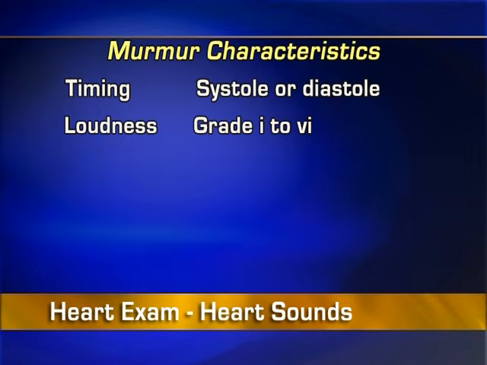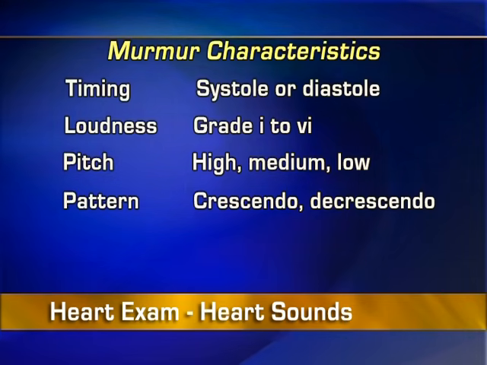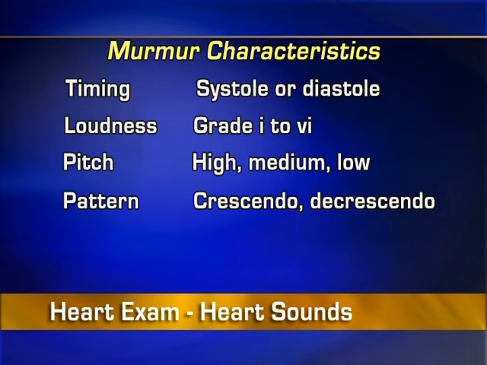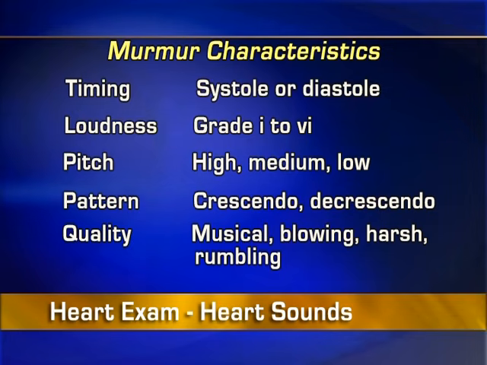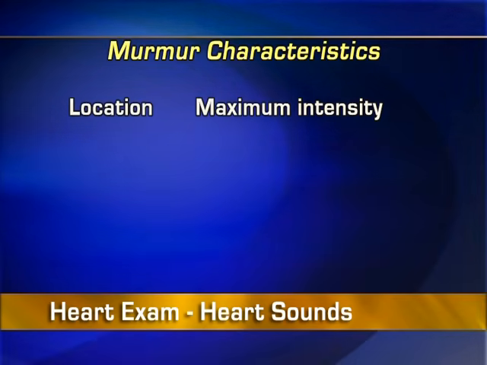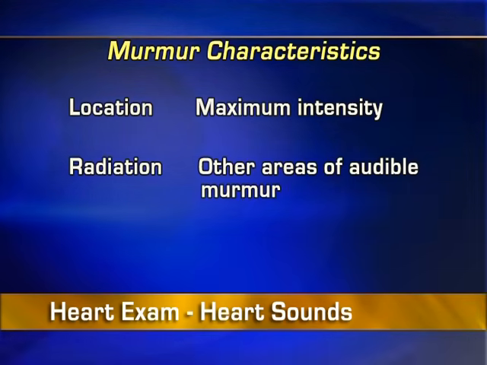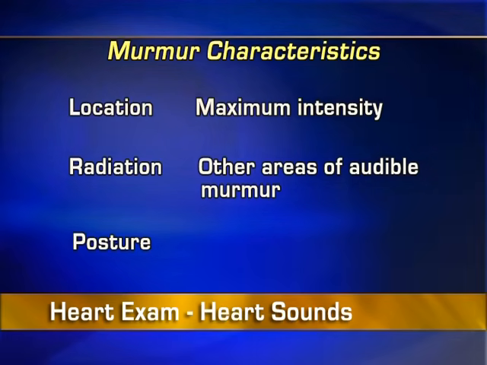Loudness, from grade 1, for barely audible, to grade 6, for audible even with the stethoscope lifted slightly off the chest. Pitch, which may be high, medium, or low. Pattern, such as crescendo, growing louder during the cardiac phase, or decrescendo. Quality, which may be musical, blowing, harsh, or rumbling. Location of the area of maximum murmur intensity. Radiation, which includes areas where the murmur also is audible, and the person's posture when the murmur is heard.